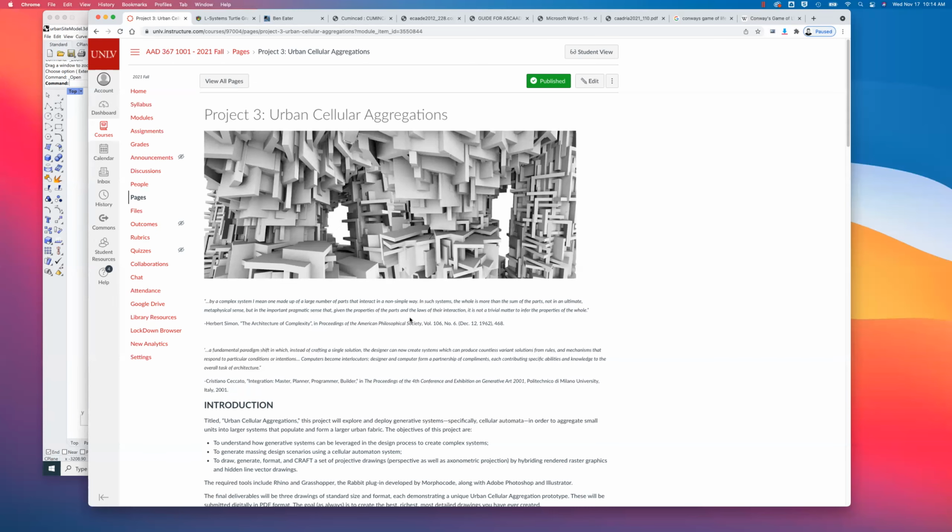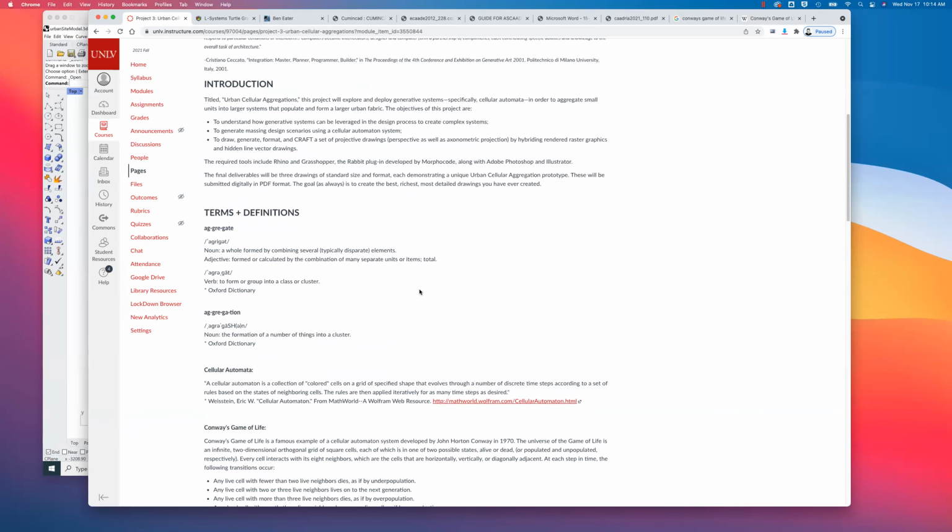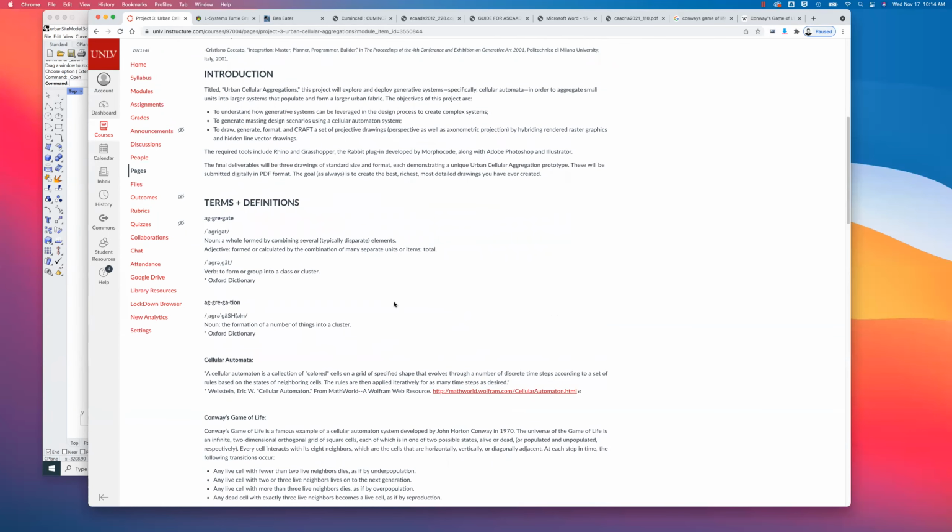All right, so enough of me talking. We'll talk just quickly here about an introduction titled Urban Cellular Aggregations. This project will explore and deploy generative systems. Specifically, in this case, the type of generative system we're going to be using is called a cellular automata, or CA for short, in order to aggregate small units into larger systems that populate and form a larger urban fabric. The objectives of this project are to understand how generative systems can be leveraged in the design process to create something complex, to generate massing design scenarios using the CA system, and then to draw, generate, format, and craft a set of projective drawings.